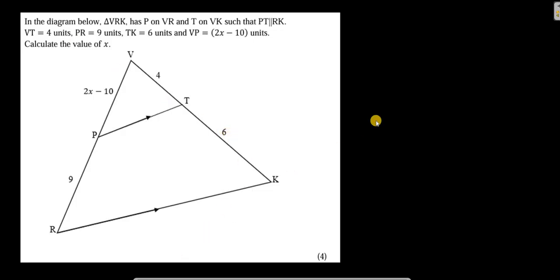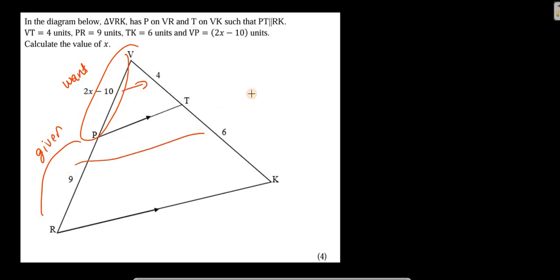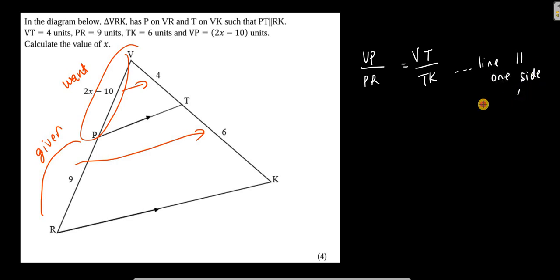So the first thing is that now we have a pair of parallel lines. So we know that we can apply our proportionality theorem. Now we're looking for x, which is on the side VP. That becomes our want, and then this one becomes our given. We're going to match the want, this side, with the given, that side. So VP over PR would be equal to VT over TK. Our reason being: line parallel to one side of a triangle.